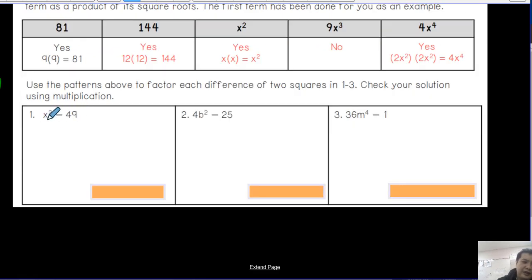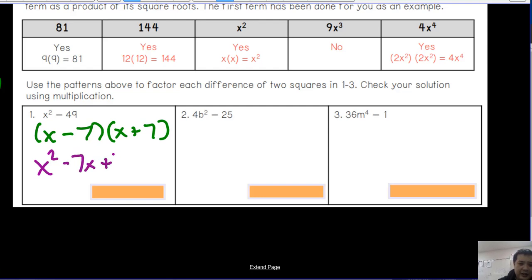So here, the square root of x squared is x. And the square root of 49 is 7, so one of them is going to be x minus 7 and x plus 7. And if we were to FOIL this back together, that would be x squared minus 7x plus 7x minus 49. Those x terms go away, so we get back our original expression.